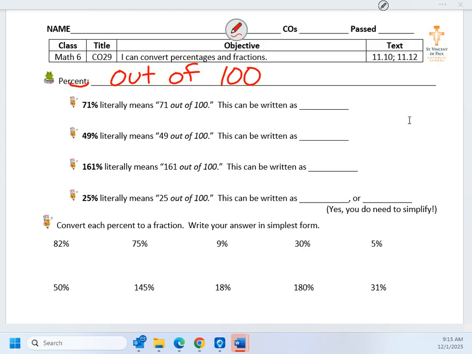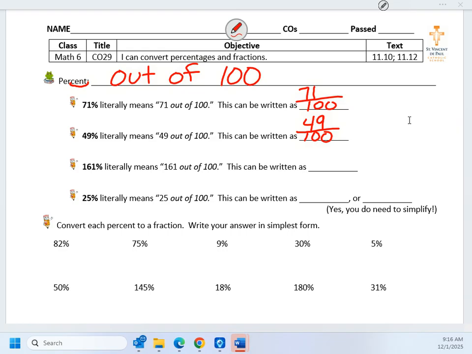So 71% literally means 71 out of 100. It can be written as 71 out of 100. So we can write it as that fraction. 71% is 71 hundredths. So 49% literally means 49 out of 100. This can be written as 49 out of 100. So 49 hundredths.